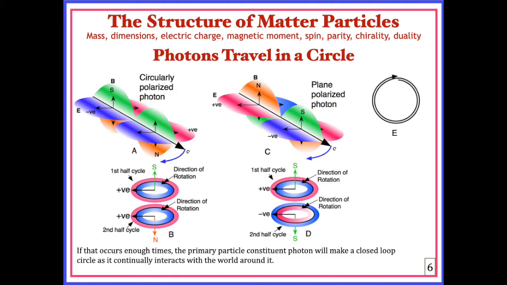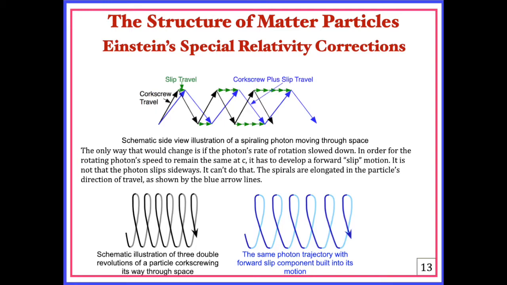In previous presentations, I've shown how photons of the appropriate energy making 2 revolutions per wavelength provided the basic structure of all particles. That structure gave them properties like spin, electric charge, magnetic moment, chirality, parity, duality, the de Broglie wavelength, and automatically made them subject to the special relativity corrections as they moved.